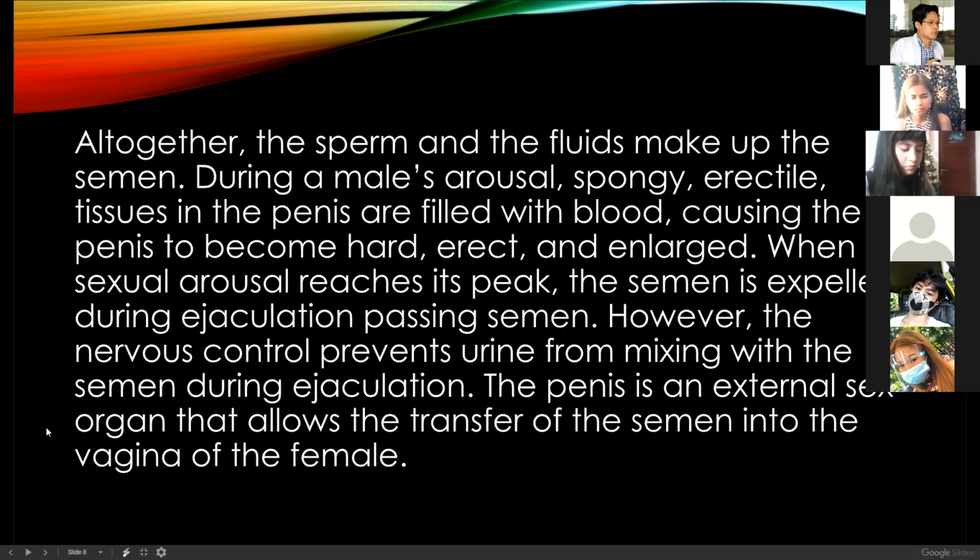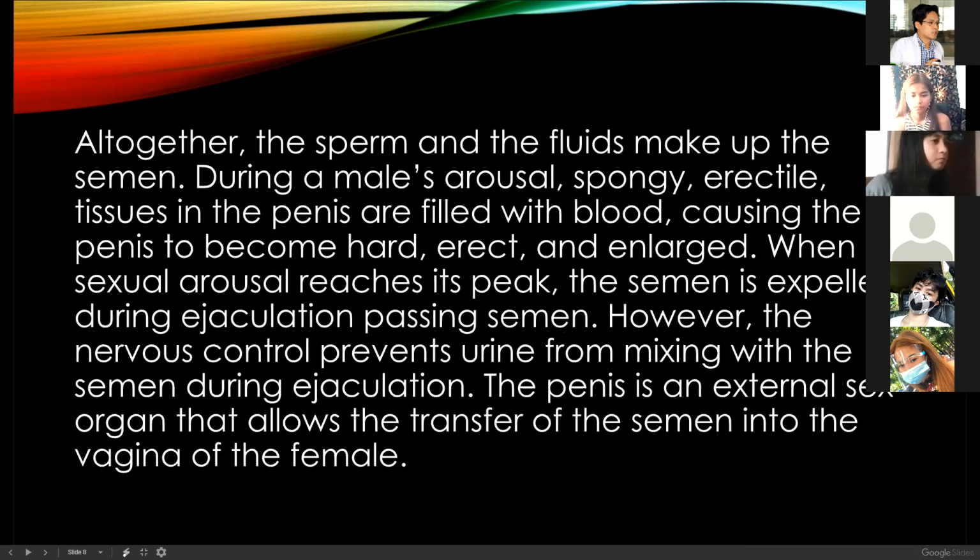Altogether, the sperm and the fluids make up the semen. During the male's arousal, spongy erectile tissues in the penis are filled with blood, causing the penis to become hard, erect, and enlarged. When sexual arousal reaches its peak, the semen is expelled during ejaculation, passing semen. However, the nervous control prevents urine from mixing.